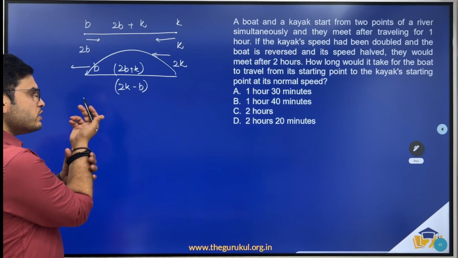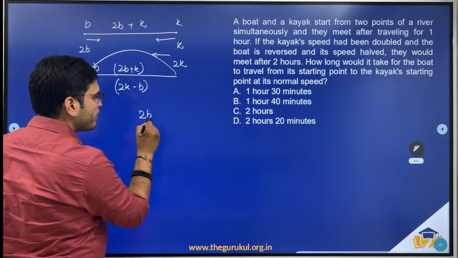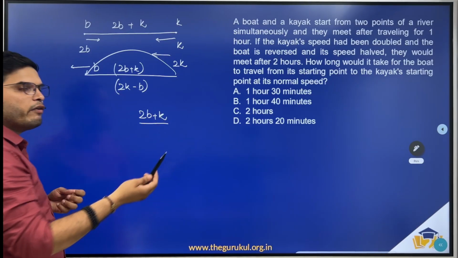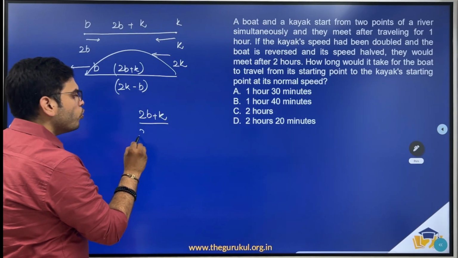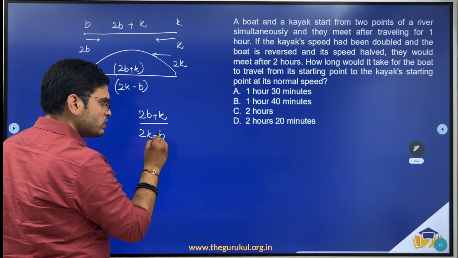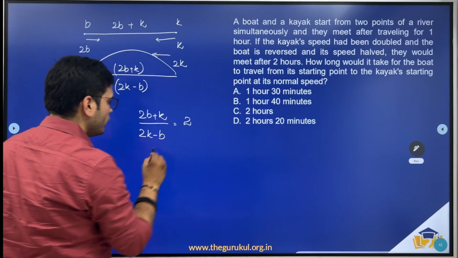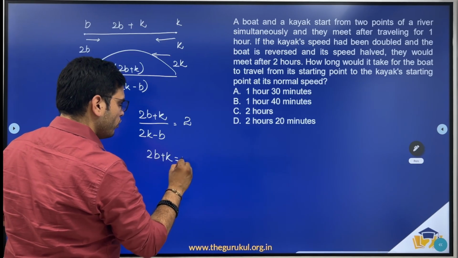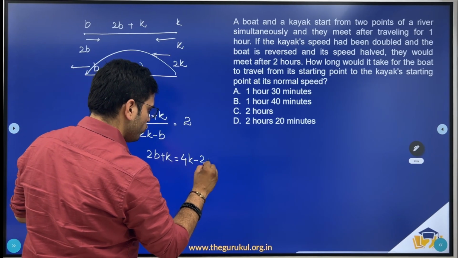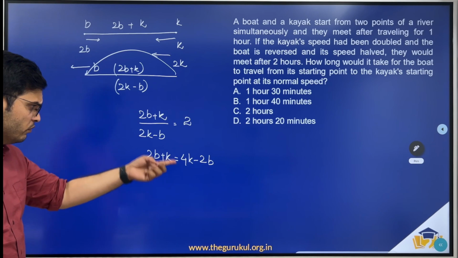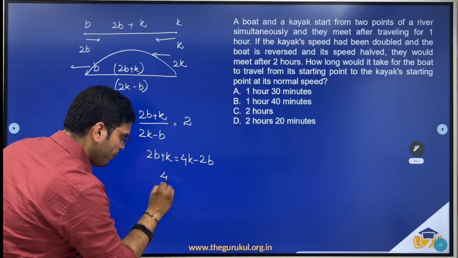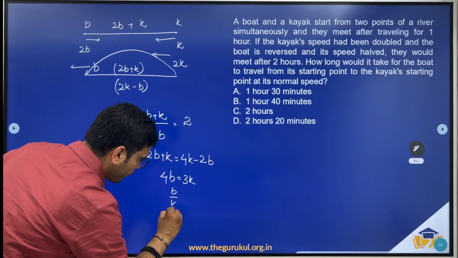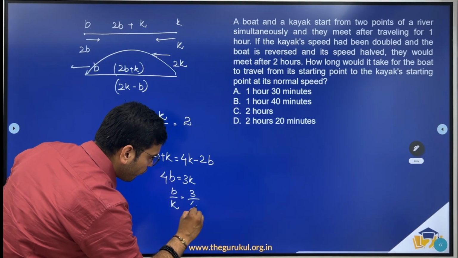Right. So what's the distance between them? 2b plus k. What is the relative speed of the kayak with respect to the boat? 2k minus b. So distance divided by relative speed is equal to time. So 2b plus k is equal to 4k minus 2b. Then what do we have? 4b is equal to 3k, or b by k is equal to 3 by 4.